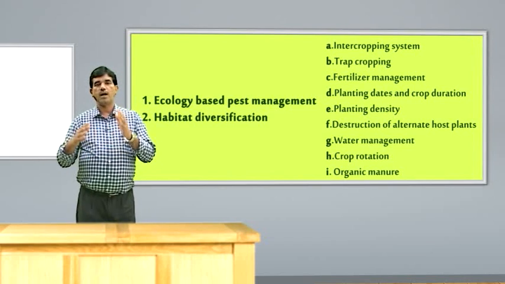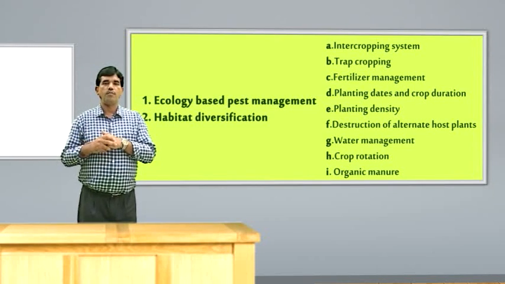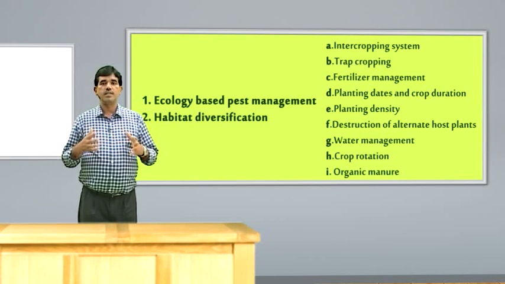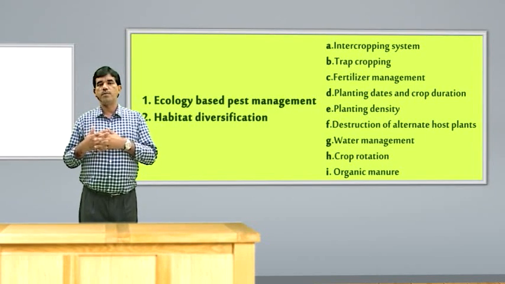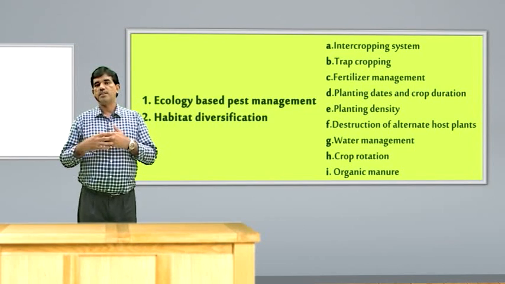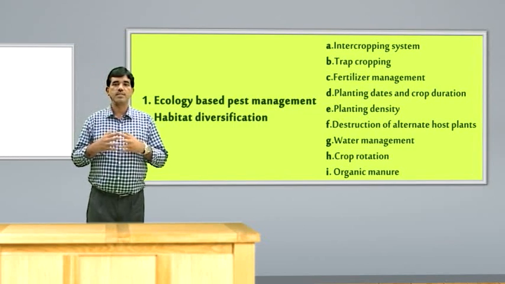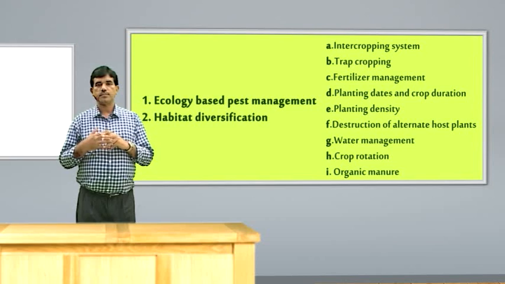Planting dates: by altering the planting dates, we can avoid the pest damage. For example, in rice, the leaf folder incidence can be reduced by early planting of rice, that is up to the 3rd week of June. In sorghum, leaf hopper damage can increase if we delay the sowing. So timely sowing is required in sorghum.